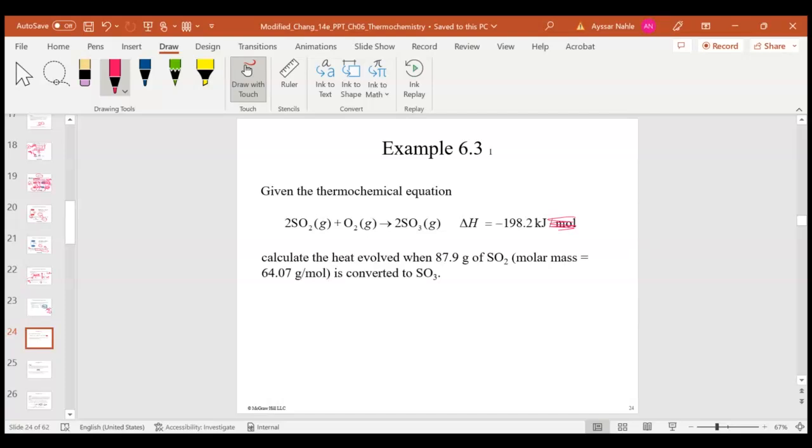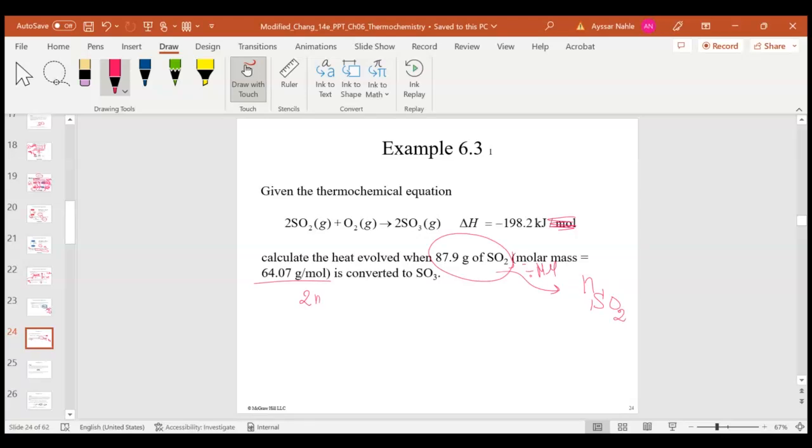Now you have been given the thermochemical equation. Calculate the heat evolved when whatever grams of SO2, and they give me the molar mass of SO2, is converted to SO3. What do we do in here? Do we work with grams? So I divide this one by the molar mass. Now I get the number of moles of SO2. So now I'm working between SO2 and this one.